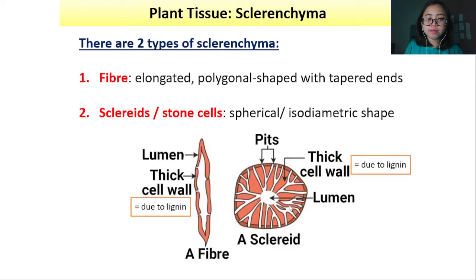Okay, this is the two types of sclerenchyma that I mentioned before, the fiber and the sclerites. Sclerites juga ada nama lain, yaitu stone cells. So, kamu nampak ini maksud dia elongated, polygonal shape with tapered ends. Dia ada thick cell wall that contains lignin. Sclerite macam ini, dalam dia kecil saja lubang, tebal, dia punya cell wall, lepas tu ada lubang-lubang. Cell wall dia pun mengandungi lignin.